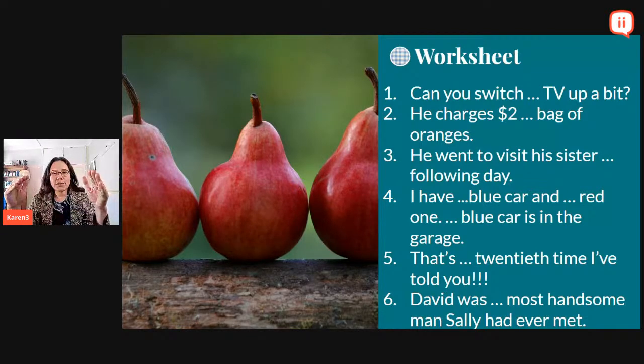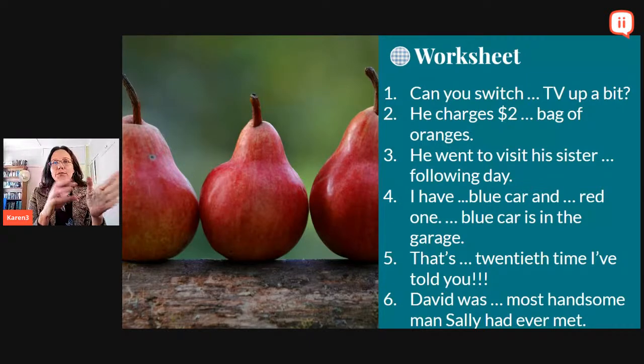He charges $2 a bag of oranges. Okay, a bag, per bag, right? Remember, you can interchange them. He went to visit his sister the following day. Okay, the following day, because it's order.